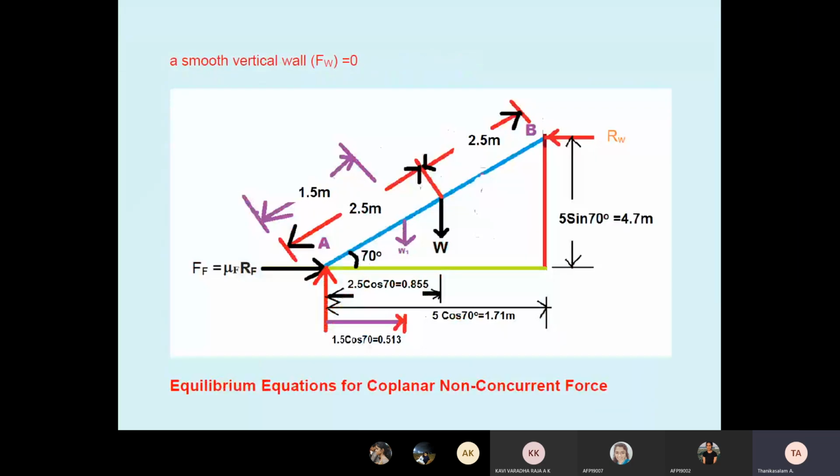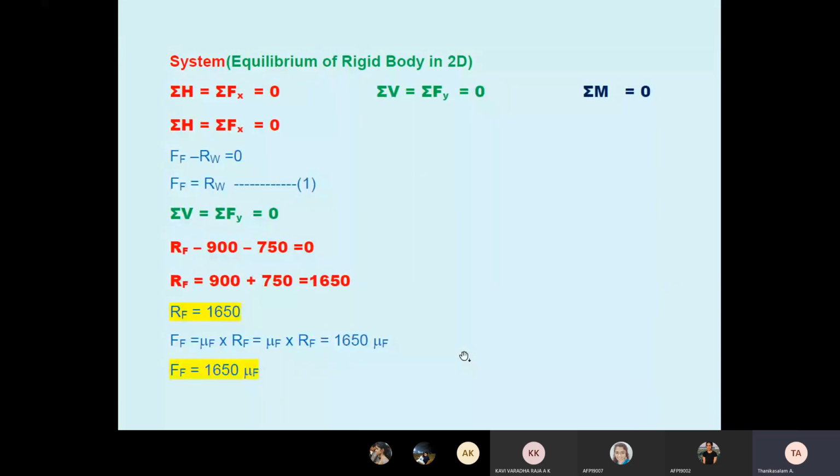Vertical, what are the vertical forces? Here RF, I missed it in the diagram. RF is vertical, W1 and W are downward. RF means reaction from the floor. Minus 900, minus 750. They are given: the ladder weight is 900, and the man's weight is 750. That's why it is minus 900 minus 750. Then RF equals, adding on the right side, 1650 Newton.